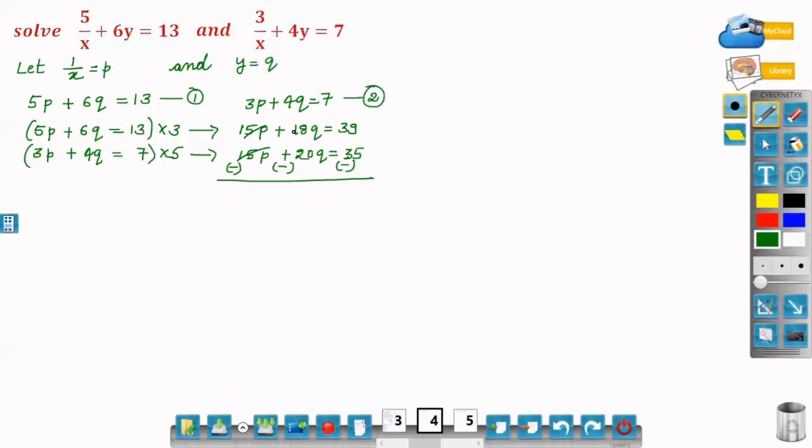So 15p minus 15p is 0. 18q minus 20q is minus 2q. 39 minus 35 is 4. q = 4 by minus 2. Plus divided by minus is minus. 2 1s are 2, 2 2s are 4. q = minus 2.